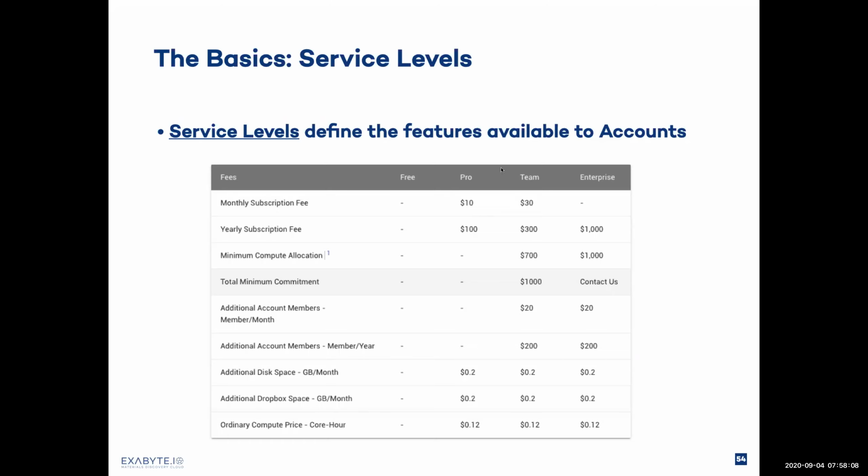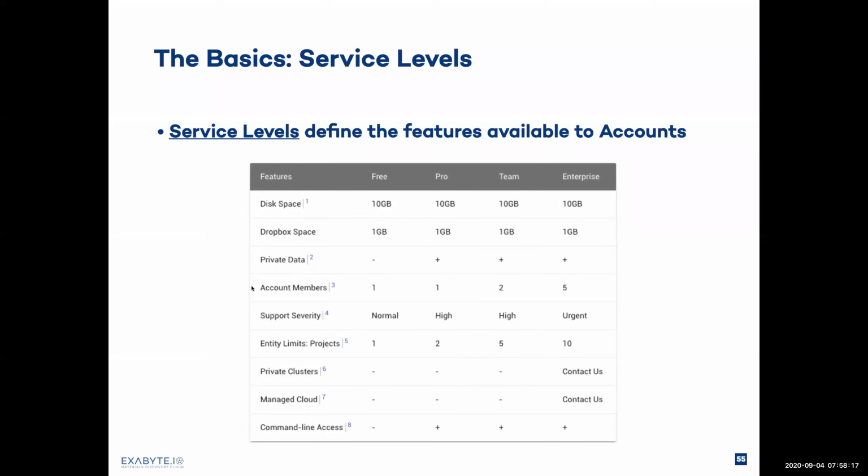To be able to collaborate, we have the team service level, and for larger teams, for enterprise customers, we have enterprise service level. Some of the features that are available to these different service levels include things like the amount of disk space, availability of private data that I just explained with the entity bank scenario, the account member numbers, support severity, and things like that.